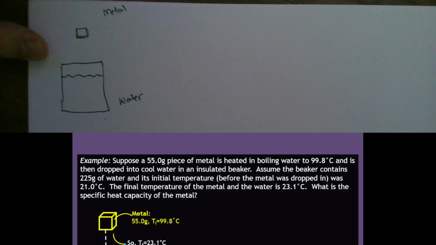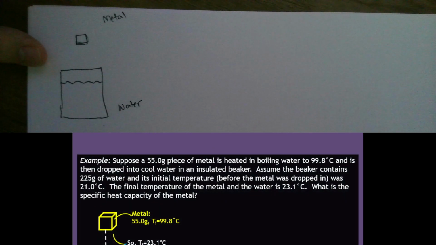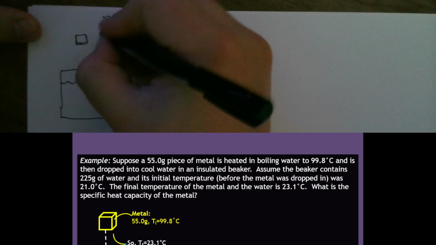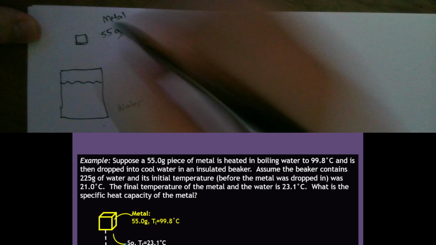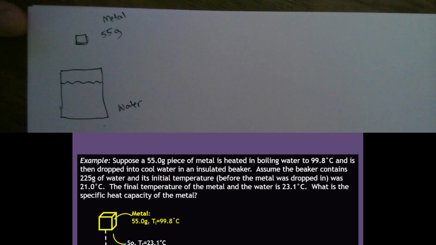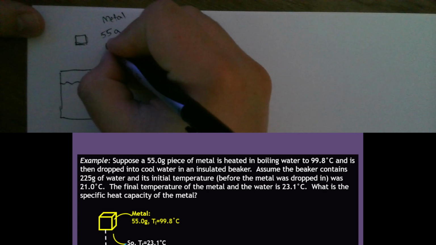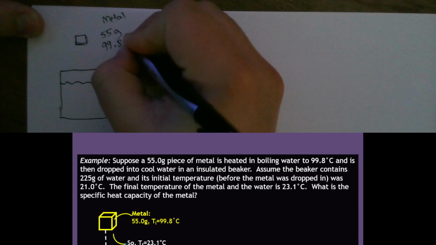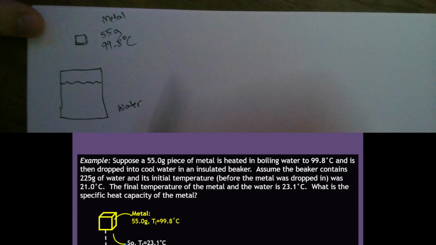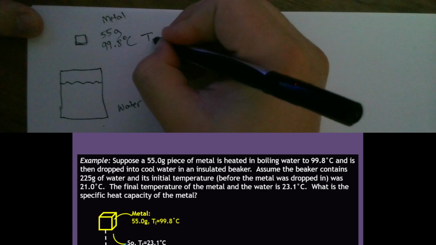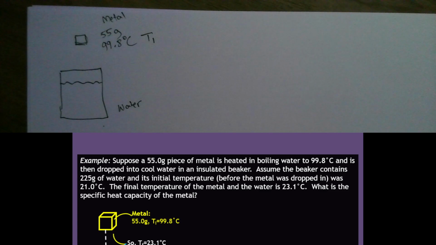Okay, now suppose a 55-gram piece of metal. So up here by the metal, I'm going to put down my information for it. 55 grams. Is heated in boiling water to 99.8 degrees Celsius. So that's its temperature. Well, that's going to actually be its initial temperature, T1, because no changes happened to it yet.